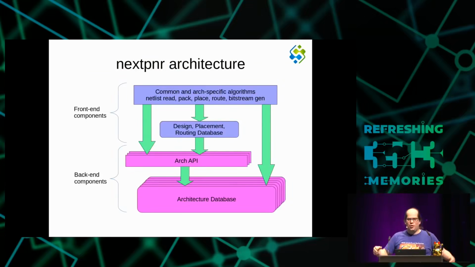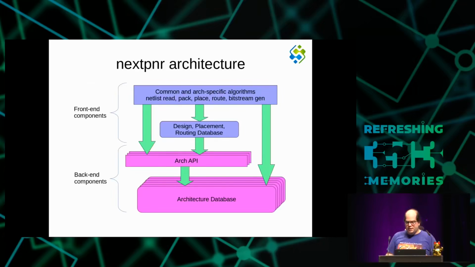A few words about the overall architecture of nextpnr. So we have a couple of what I would call front-end components. Some of them are common, which means shared between different architectures, and others are architecture-specific. So, for example, the code that can read a netlist is common. We need the same code to work for all the architectures. But the packer, for example, where we take individual lookup tables and pack them into larger logic cells, this is something that is architecture-specific. Every architecture would need its own packer.